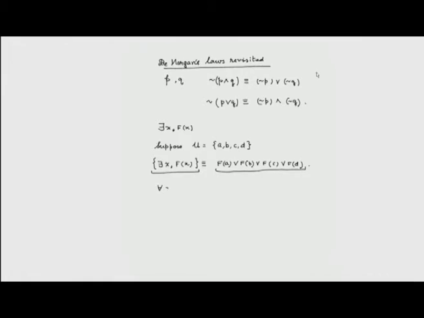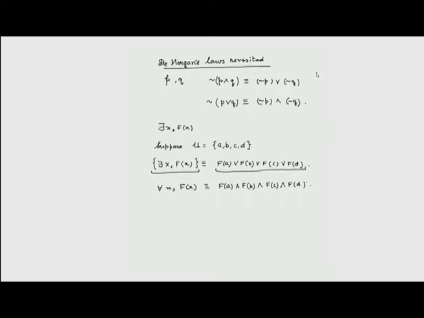Now, on the other hand, if I have something like this, for all x f x, then this is equivalent to f a intersection f b intersection f c, sorry, we call it and, f d.